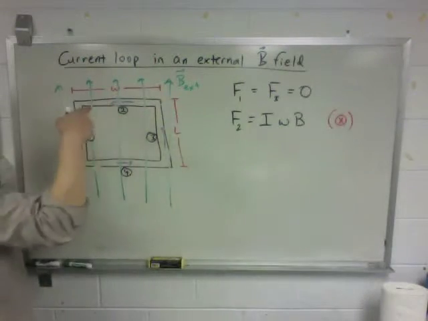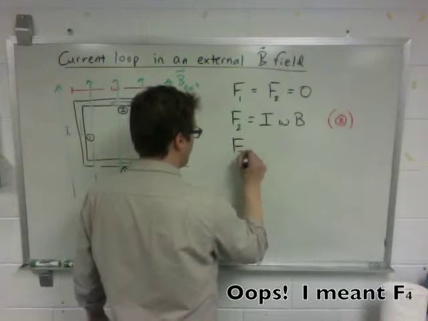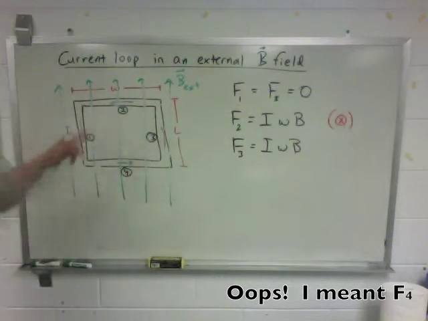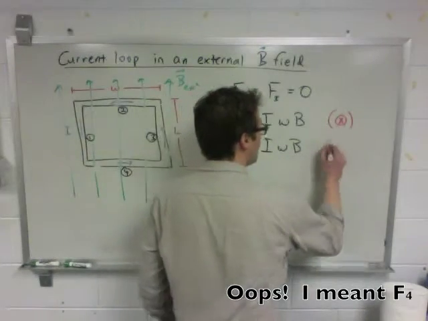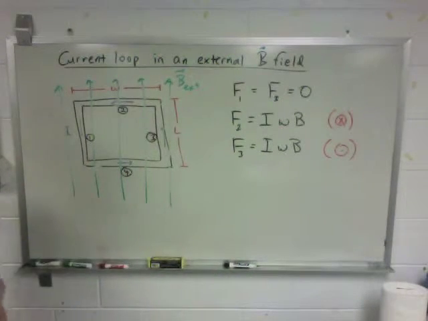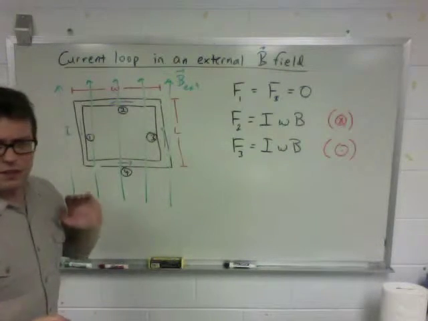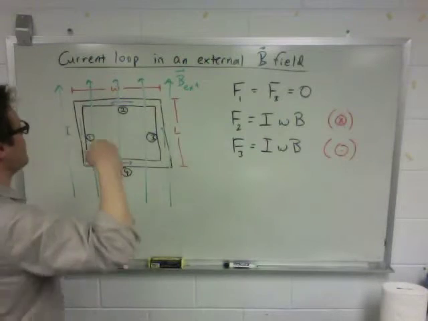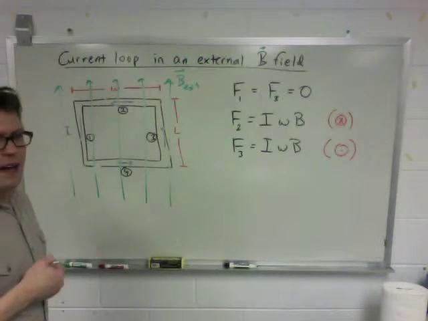So this wire is going to be pushed that way. And what about F3? Well, again, it's going to be IWB for the same reasons that it was up here, but now the direction is going to be flipped. In this case, the force direction is out of the page. So that's kind of interesting. We have nothing happening here because the forces are 0 for 1 and 3, but at location 2, I have a push, and at location 4, I have a pull.